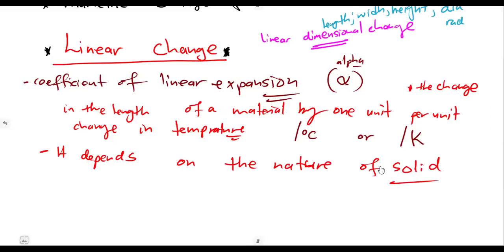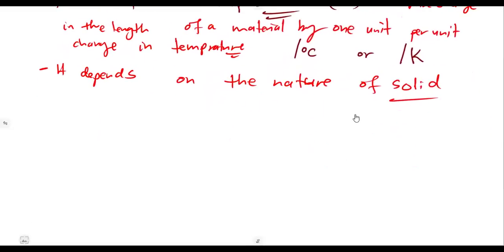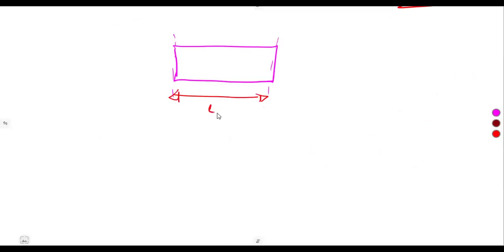Let us quickly go to the calculations that can be done under a linear change. Under those linear dimensions, we are given a certain solid that has an original length at a given temperature. Let's say we have L0, which is the original length, at a given temperature T1, which is the original temperature.